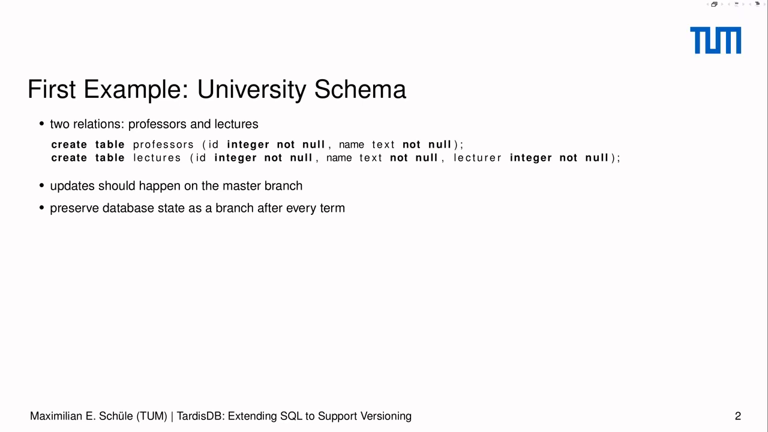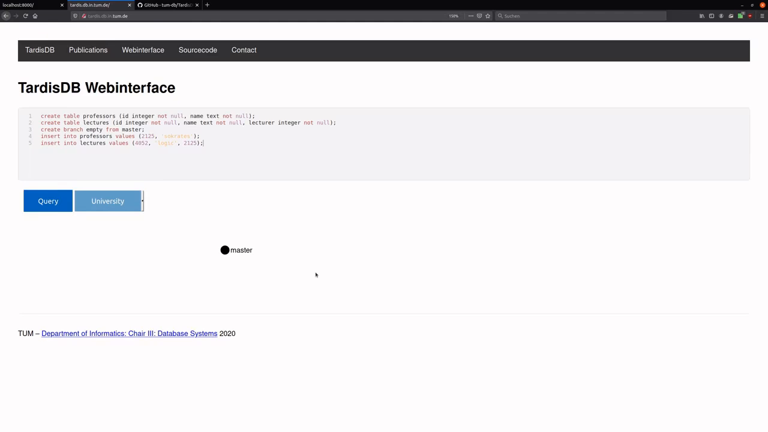Here, we create the two relations and preserve the initial state as branch empty. Afterwards, we can fill the tables with data. In the second term, for example, we want to add a new professor together with a new lecture. So we first preserve the state of the first semester, then we can update the master branch. Afterwards, we can preserve this state again.